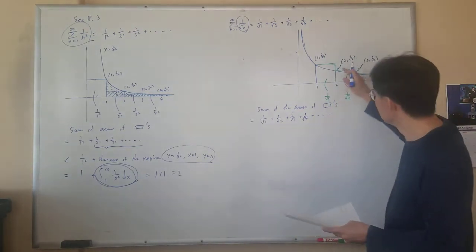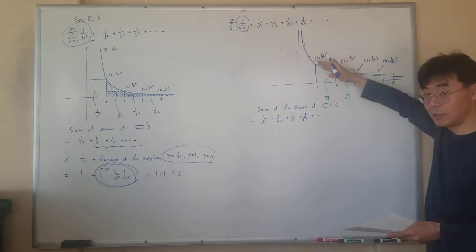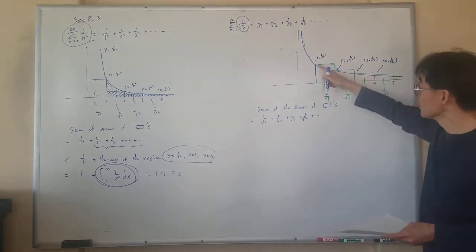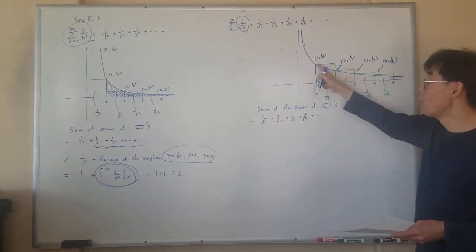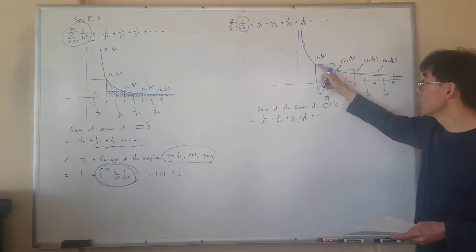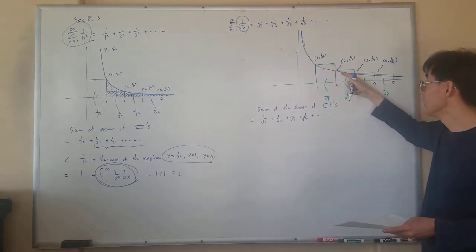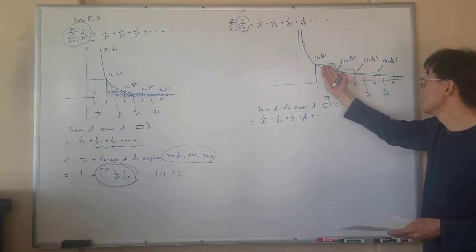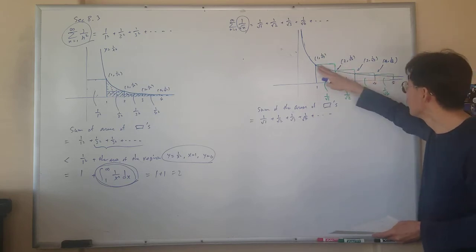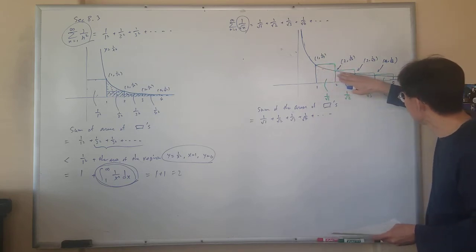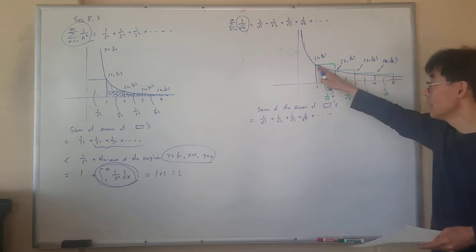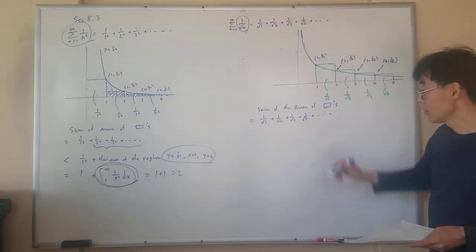But because your graph is positive and decreasing, and we draw the top of the rectangle always to the right, it stays above this graph all the time. So the sum of the areas of the rectangles will be greater than the area of this region between the graph and the x-axis, right?